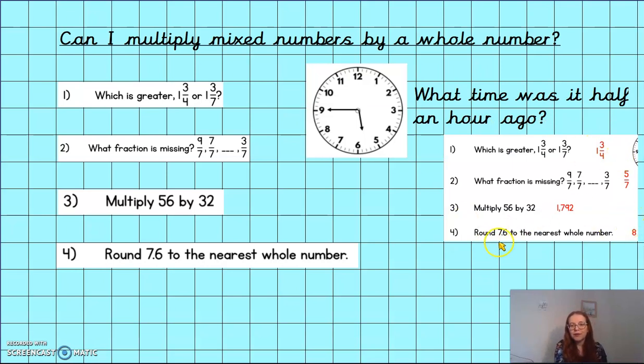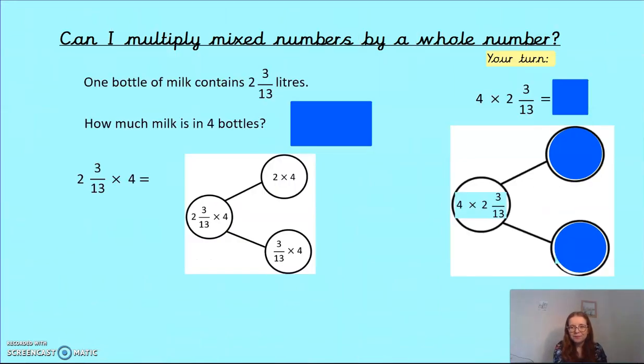Hopefully you realised that with that 0.6, our whole number is going to be going up, so it's going to be 8. And what time was it half an hour ago? Well, at the moment it's 5:45, so half an hour ago we'd have to move the minute hand back by 6 sections, which would be 30 minutes. And that is going to give us a time of 5:15. Alright, let's move on with today's learning.